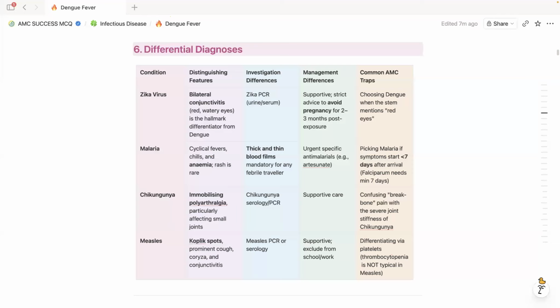And for measles, Koplik spots are very prominent, and also coryza and cough with conjunctivitis. Investigation is measles PCR, management is supportive, excluding the child from school. Differentiating by platelets: thrombocytopenia is not typical in measles. Conjunctivitis in dengue fever can be there, but it is not very common. Very rarely you can see it, and it's not a specific sign or symptom.